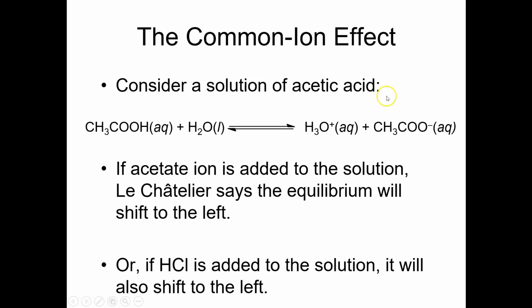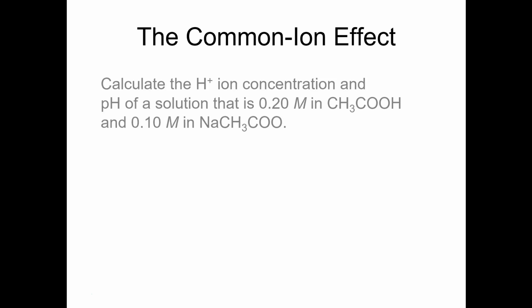Or the other possibility was instead of having acetate already present, I could put some hydrochloric acid in there, which generates hydronium ions. Hydronium ions are also a product of the ionization of acetic acid, and therefore that would also tend to shift the equilibrium to the left. So let's look at a specific example of this, and we can work it out quantitatively, and hopefully I can help you see how this plays out in terms of numbers.